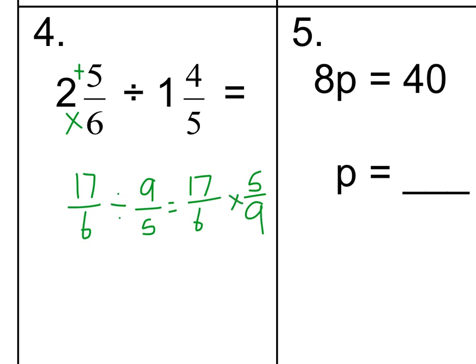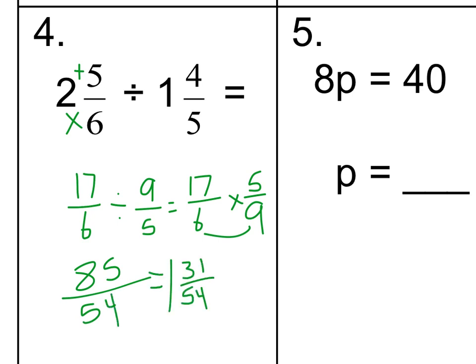And so now, in my mind, it's easier math, because 17 times 5 is 15 times 5 plus 2 times 5, which is 75 plus 10, so it's 85. And then that's going to be over 6 times 9, which is a basic fact of 54. And now I just try to simplify. And I get 1 and 31/54ths.